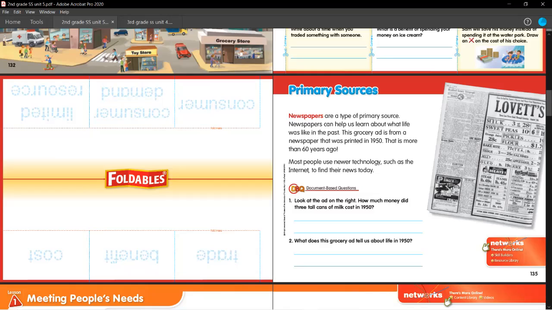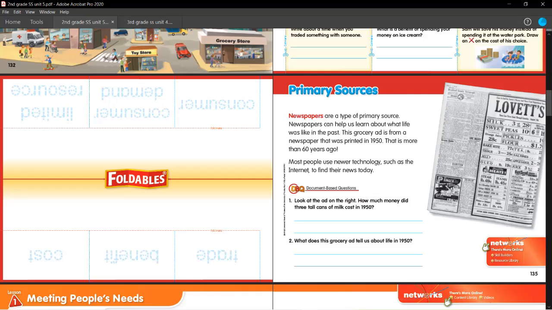Now, our document-based questions at the bottom, the first one says, look at the ad on the right. How much money did 3 tall cans of milk cost in 1950? So take a look at the ad on the right. Towards the top, it talks to us about milk. So you're going to use a complete sentence to answer your question here. The cost of 3 tall cans of milk in 1950 was, and then you'll tell me the cost.